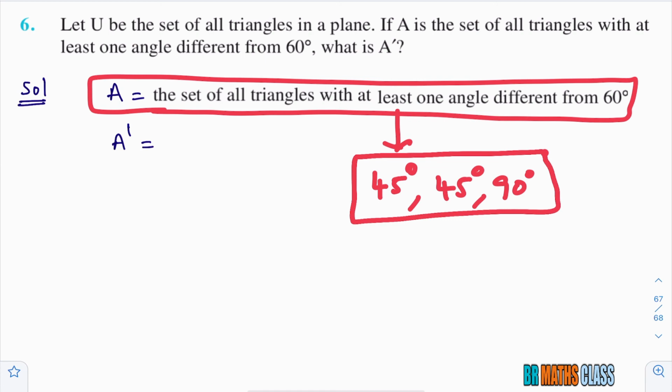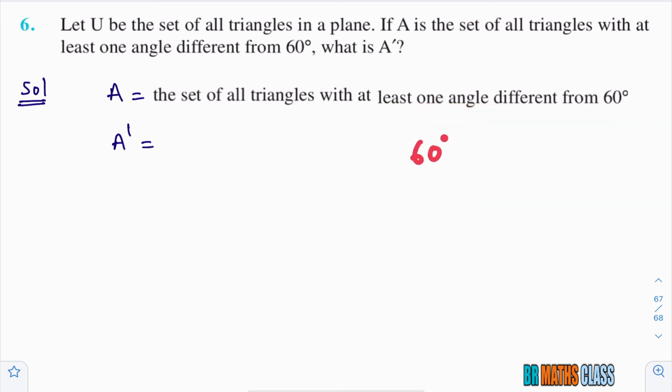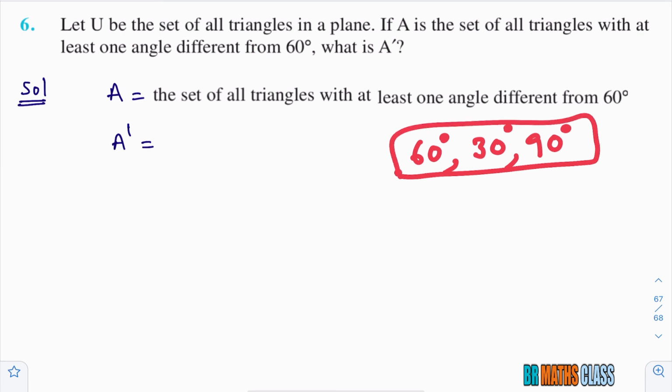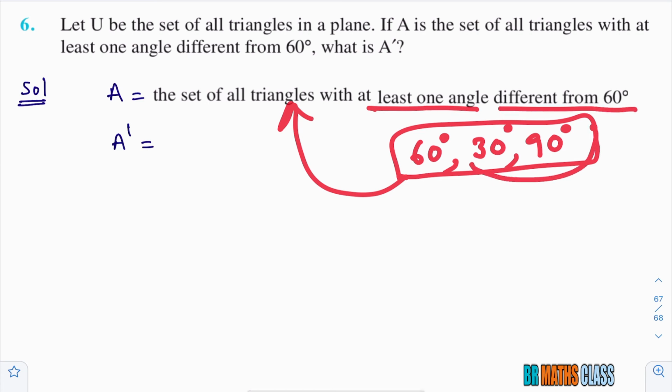Yes, because what they are saying is that at least one angle is different from 60 degrees. Here all are different from 60 degrees. For example, if I take a triangle like this with interior angles 60 degrees, 30 degrees, 90 degrees, does this triangle lie in set A or not? At least one angle is different from 60 degrees. You can observe here that these two angles are different from 60 degrees.